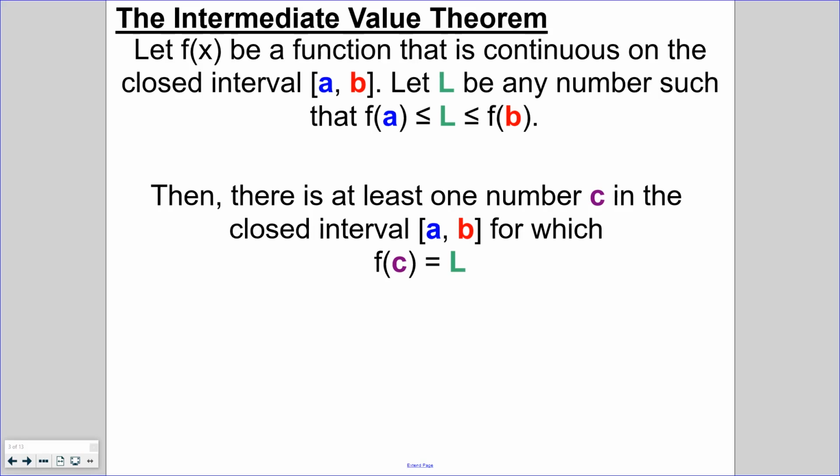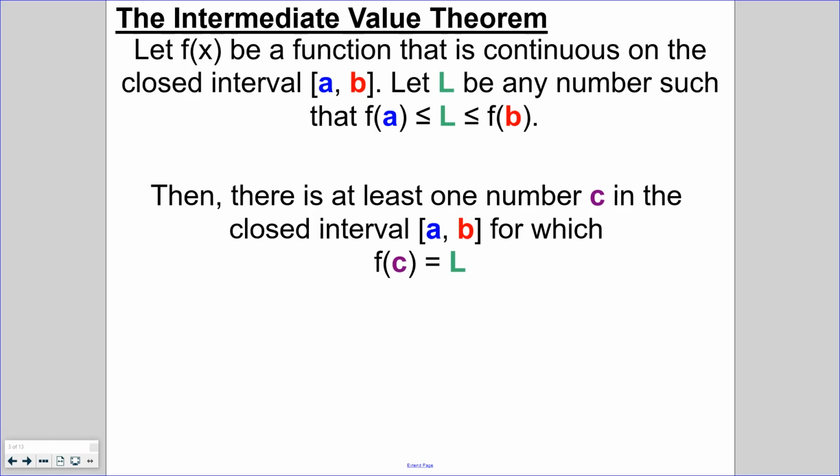Well, here it is in all of its glory and mathematical language. So we'll read through it first, and then we'll break it down a little bit into easier, understandable chunks. So the intermediate value theorem says let f of x be a function that is continuous on a closed interval a, b. Let L be any number such that f of a is less than or equal to L is less than or equal to f of b. Now, if those two conditions are true, then we can say that there is at least one number c in the closed interval a, b for which f of c is equal to L.